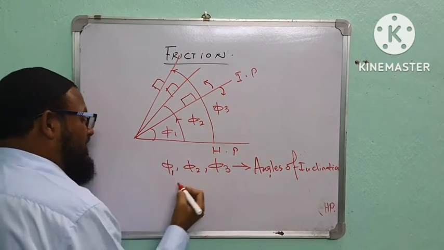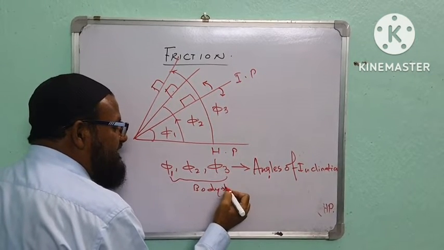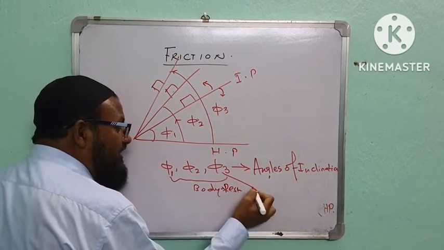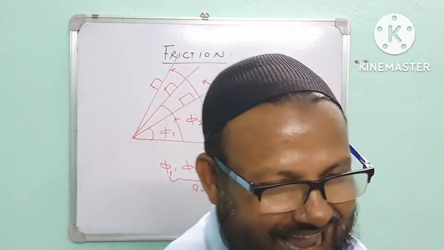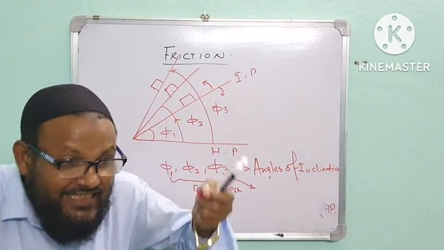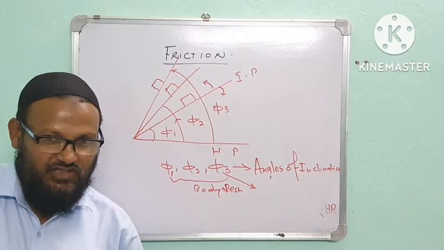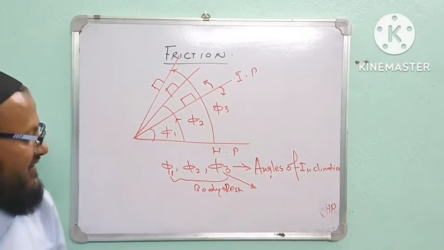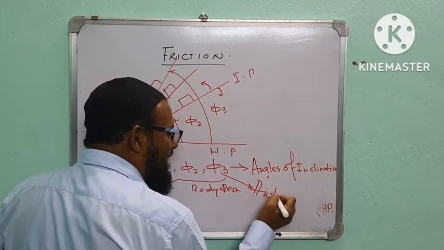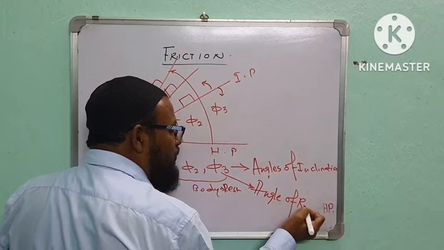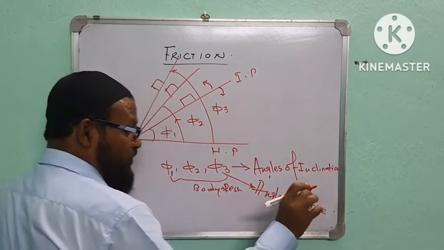In all these cases, the body is at rest. But what is the extra character of phi 3? At this angle, the body is on the verge of falling. Due to this extra character, this phi 3 has an extra name. What is the name? Angle of repose.